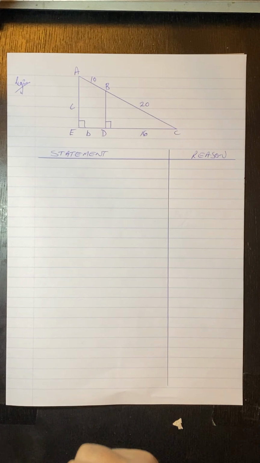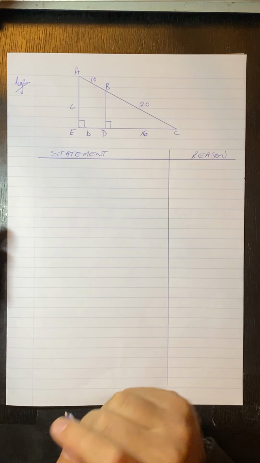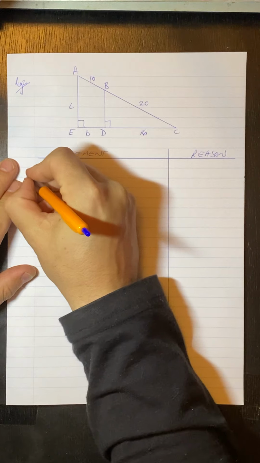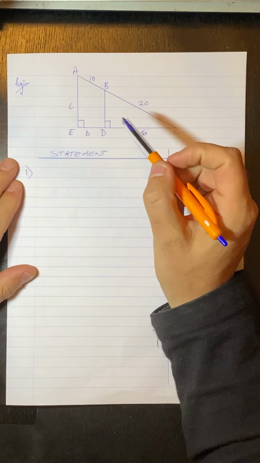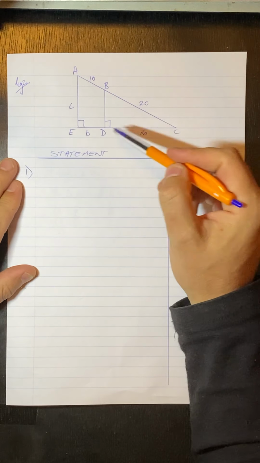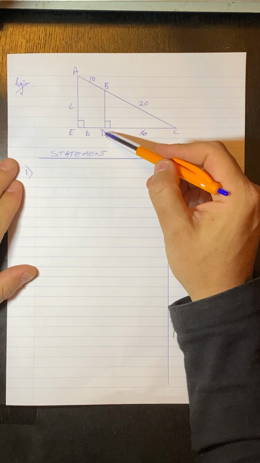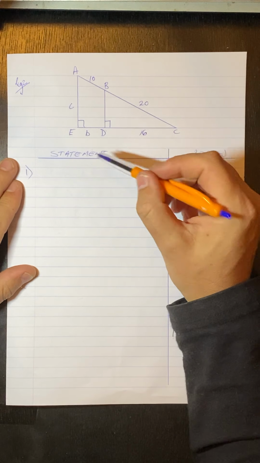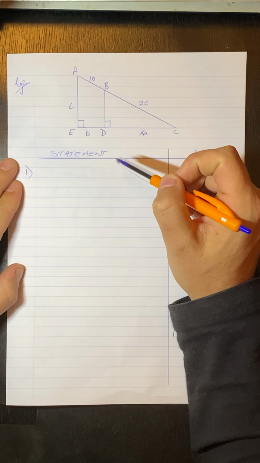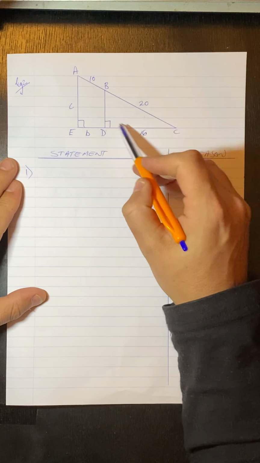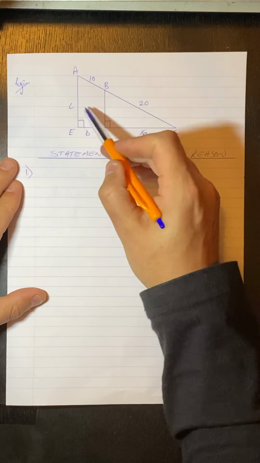Right, grade nines. Moving on to example 2. The first question is asking us to prove that triangle BCD is similar to triangle ACE. Okay, so we've got to prove that the smaller one is similar to the bigger one.